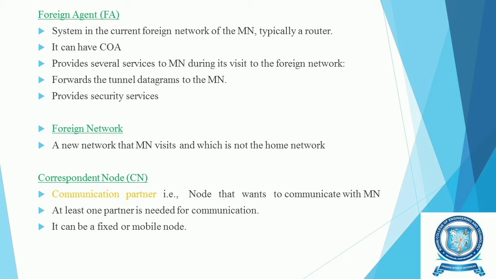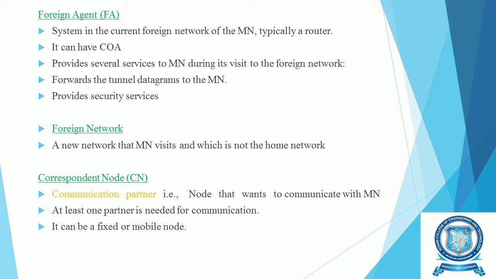It is also a router that is present in the foreign network. So the foreign network is nothing but a new network that the mobile node visits. The system in the current foreign network of the mobile node is called the foreign agent. So it can have a care of address. It also provides several services to the mobile node during its visit to the foreign network. It forwards the tunnel datagrams to the mobile node. It provides security services. So all these things are happening in the foreign agent.